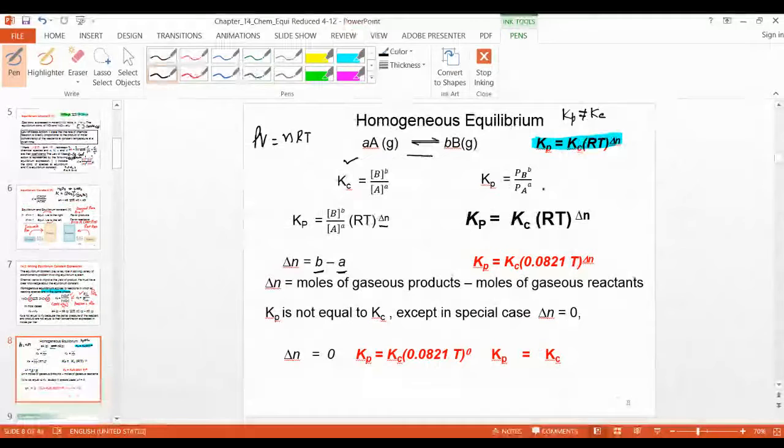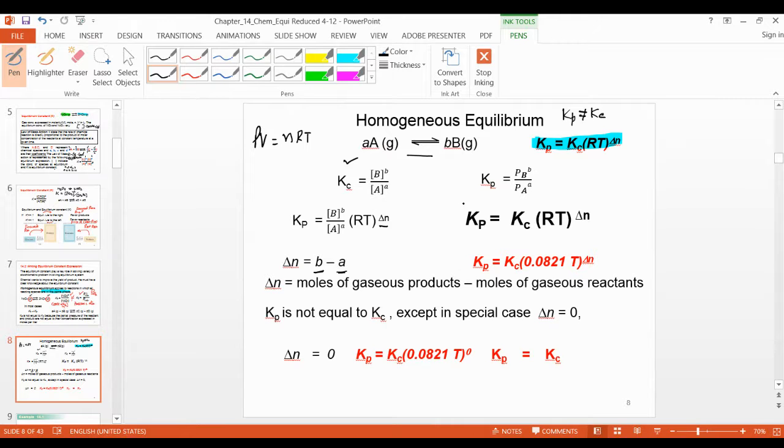Anyway, so this Kp and Kc, just remember that this is the formula you note down. Sometimes you have many exercises. Sometimes Kc is given and you calculate Kp, and Kp is given and you calculate Kc. The question may be asked, under what condition is Kp equal to Kc? Generally, Kp is not equal to Kc, because it is multiplied by R and T and delta N, coming from the ideal gas equation.